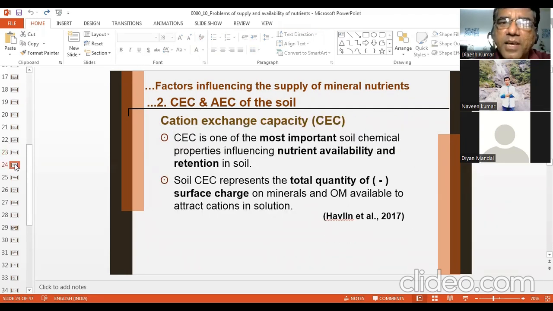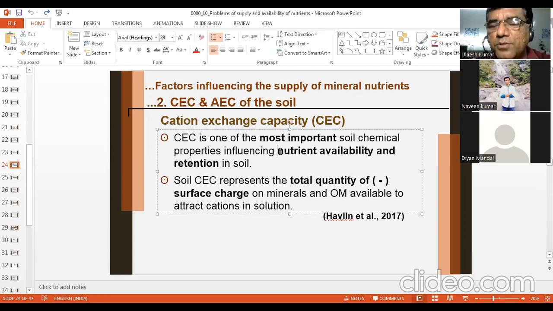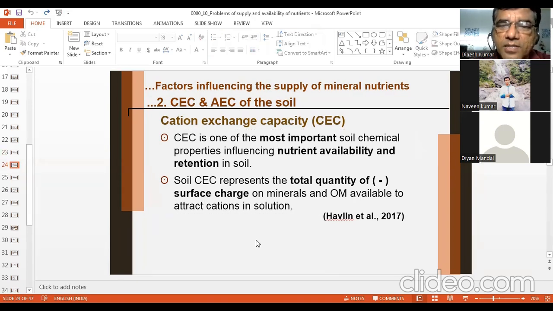We continue with the same cation exchange capacity. CEC is one of the most important soil chemical properties influencing nutrient availability. So CEC and AEC have a role in nutrient availability and retention. Soil cation exchange capacity represents the total quantity of negative charge, surface charge on minerals and organic matter, available to attract cations in the solution. So that is your cation exchange capacity. Overall, it is negative.